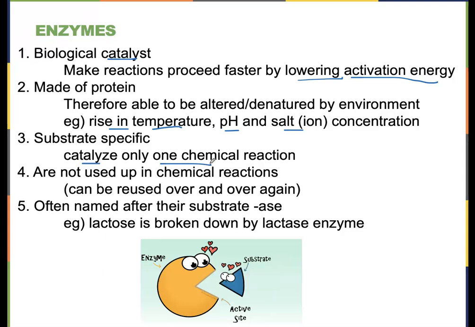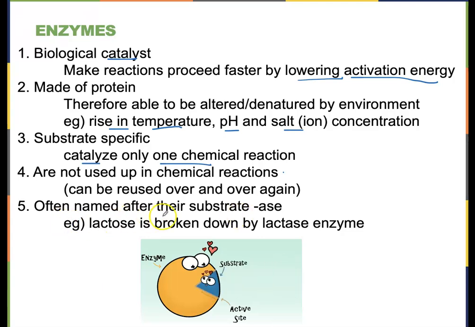They're very specific to one very particular chemical reaction. So if you think about how many chemical reactions must be happening in our cells, there are so many enzymes that we are constantly making to make those chemical reactions happen. Enzymes are not used up in chemical reactions, so they can be reused over and over again.